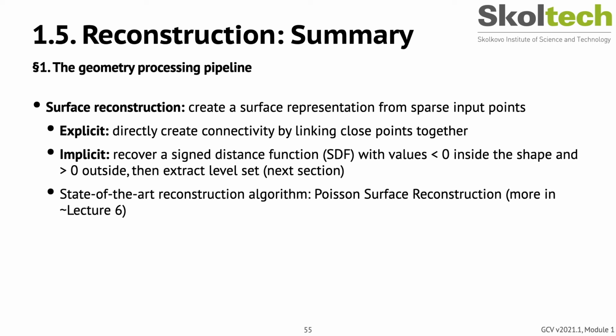Surface reconstruction aims to create a surface representation from sparse input points. It can be either implicit or explicit. Explicit reconstruction aims to directly create connectivity by linking close points together or utilizing a 4-8 connectivity. The implicit reconstruction, in contrast, aims to recover a signed distance function, or SDF, which is negative inside the shape and positive outside the shape, and then extract the level set. We will consider a state-of-the-art reconstruction algorithm called Poisson surface reconstruction in greater detail in Lecture 6.